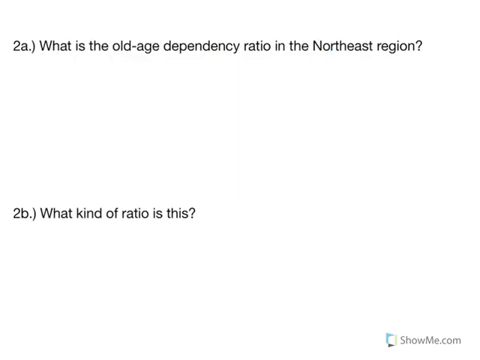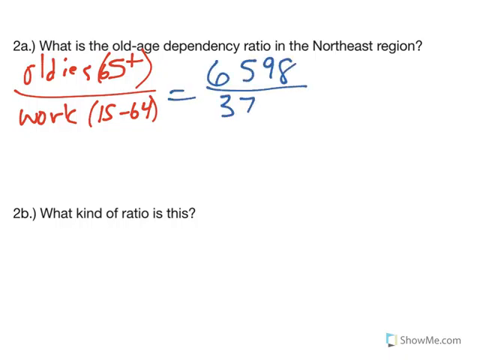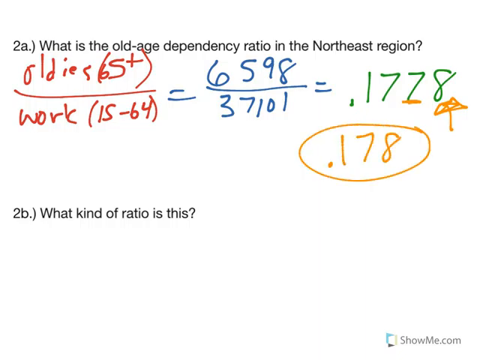All right, number 2, what is the old age dependency ratio? So now we're taking the oldies, which are 65 and over, compared to the working class. These dependency ratios are always compared to the working class, the 15 to 64. So when you add up our oldies, which is everybody who's 65 and over, we end up with 6,598 compared to the working class of 37,101. Again, we're going to write that as a decimal to the nearest thousandth, so I get 0.1178. Thousandth place, look past, 8 rounds up, so 0.178. That decimal is my old age dependency ratio.